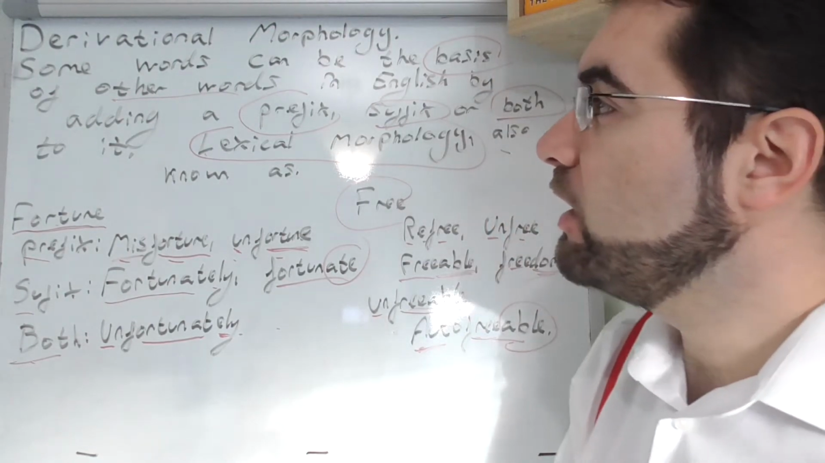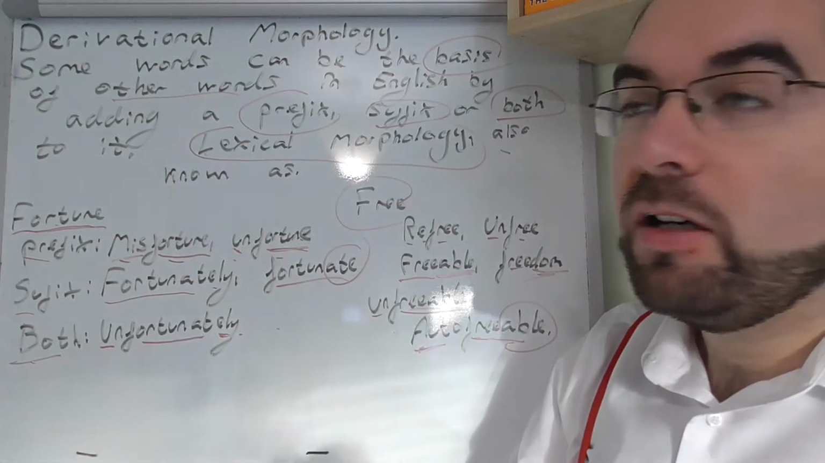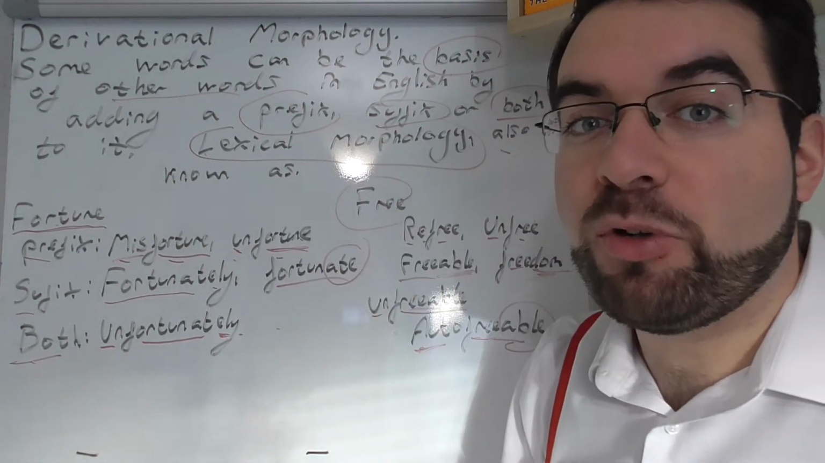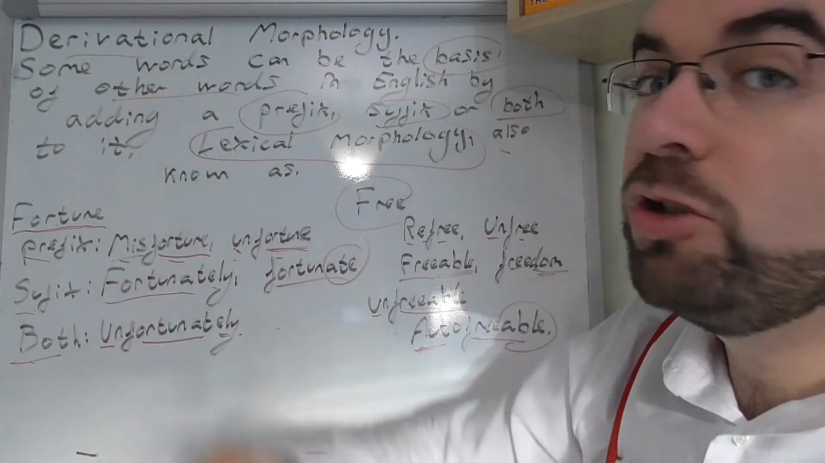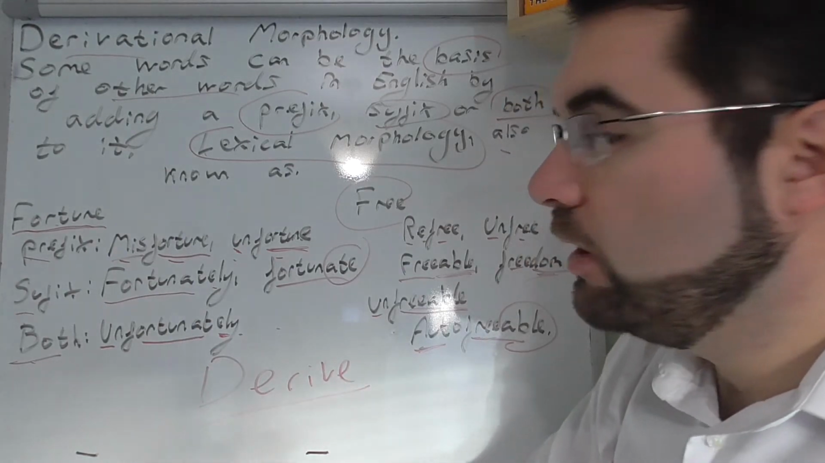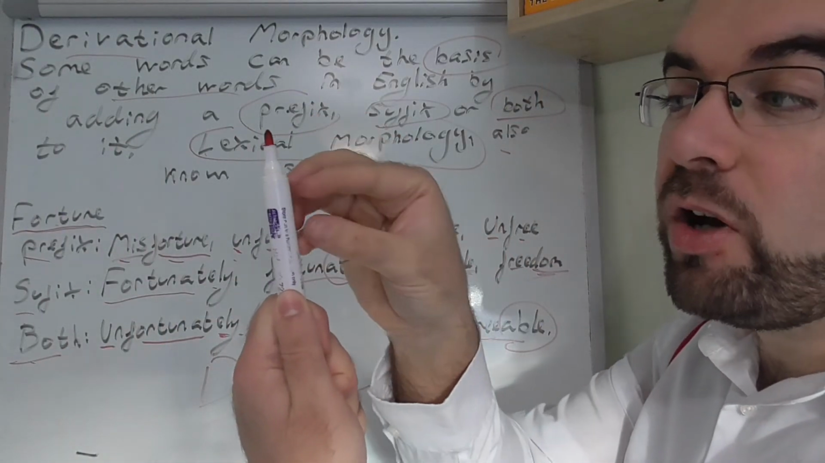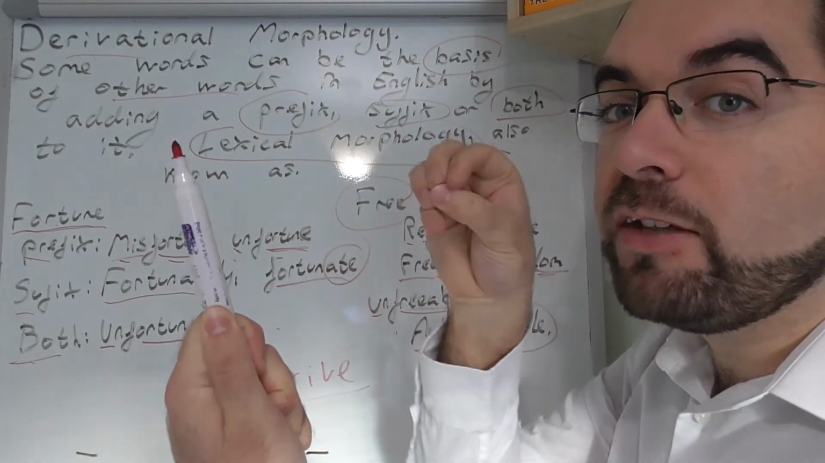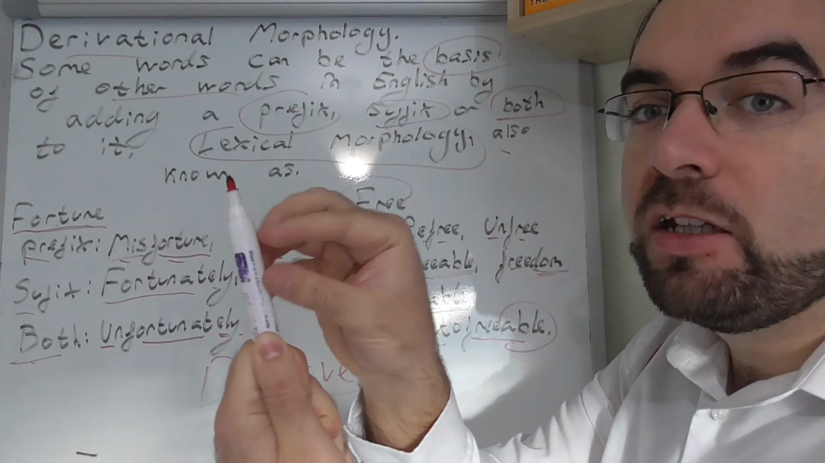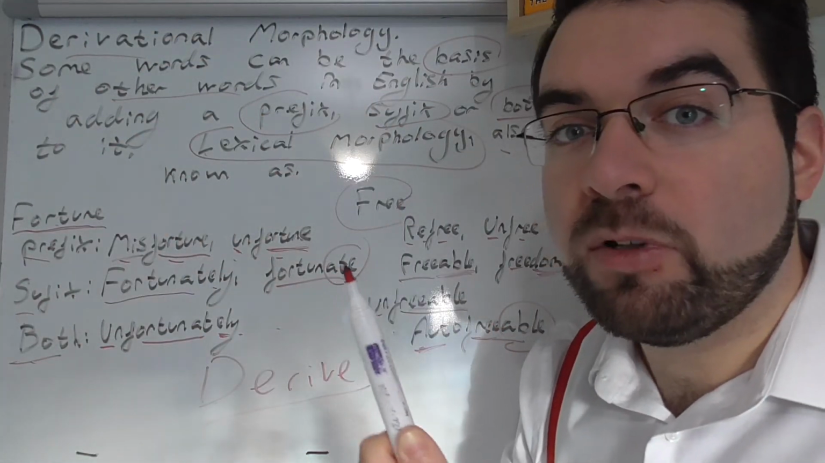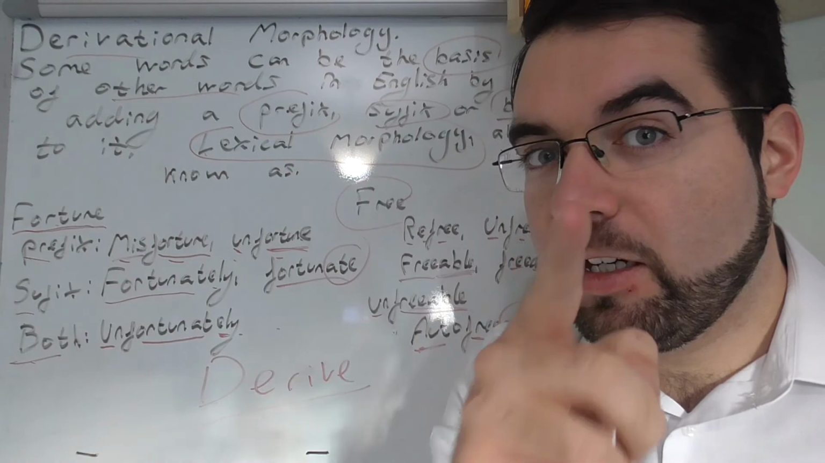So we can have some words be the basis of other words in English, with a prefix, suffix, or both. Derivational, to derive. Here's a word, like fortune or freedom. We can derive new words from it. Derivational, derive, it comes from. Part of the word family. How cool is that?